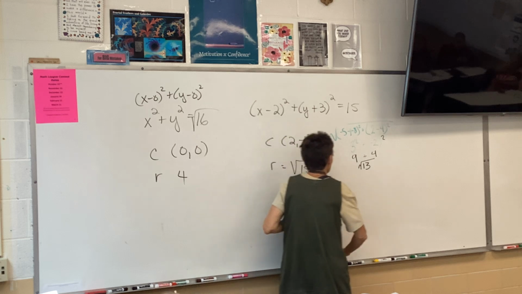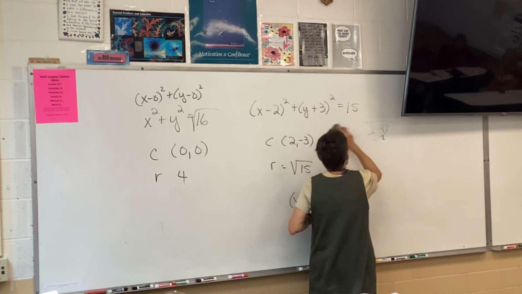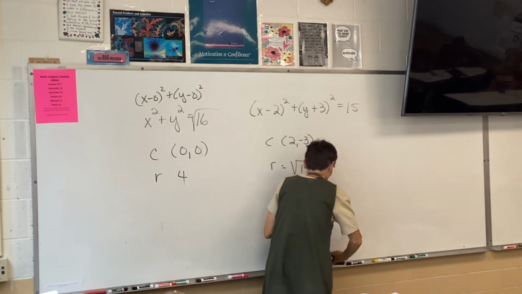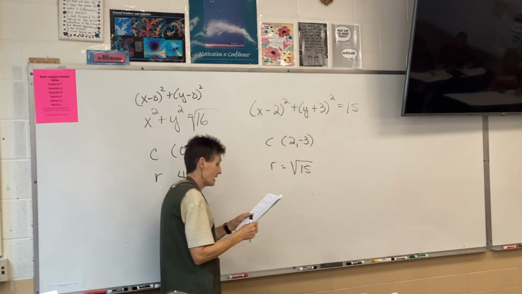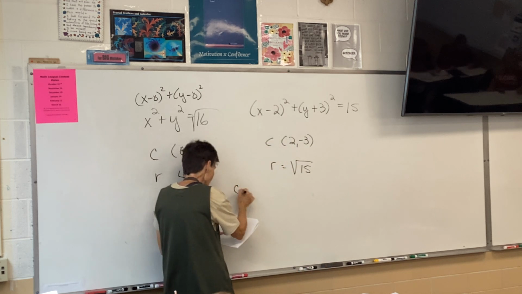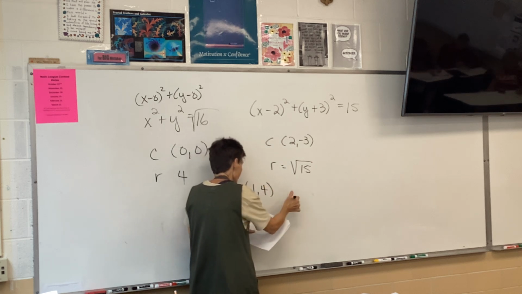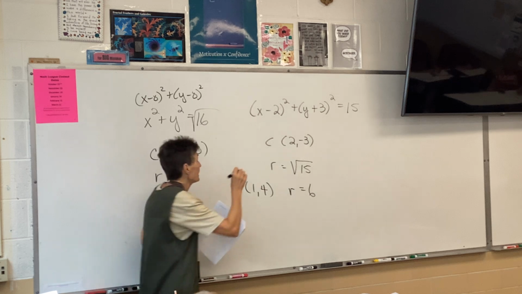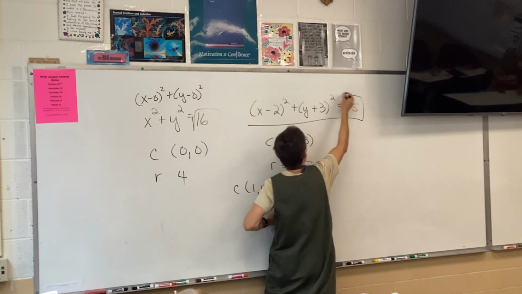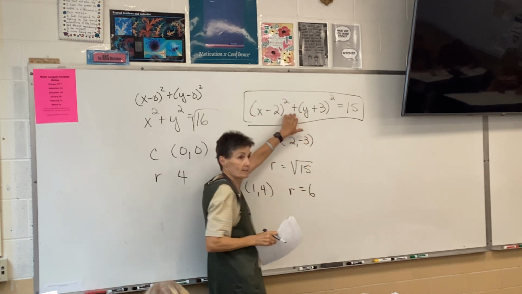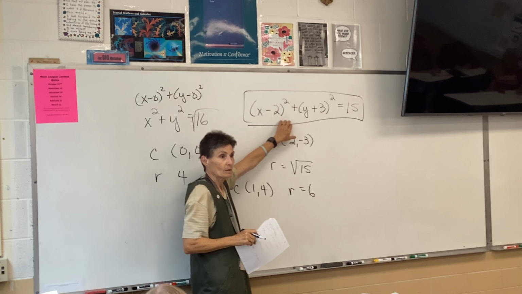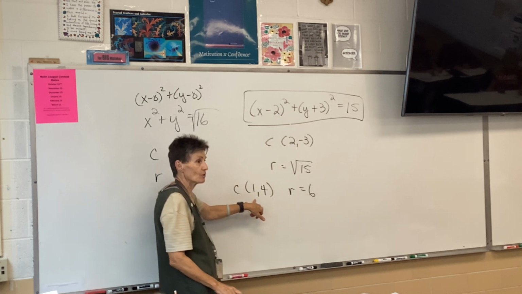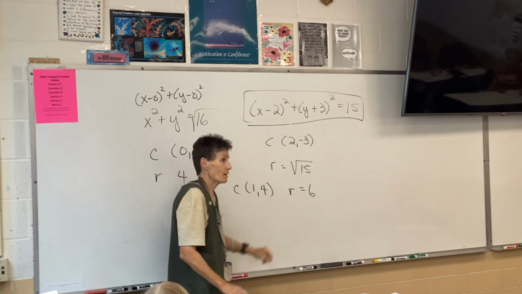Now let's see if any of that sank in. Can you do it backwards? Look at 5A. If the center is 1, 4, and the radius is 6, can you turn that into an equation that looks like this one? What would that look like with this center and this radius?